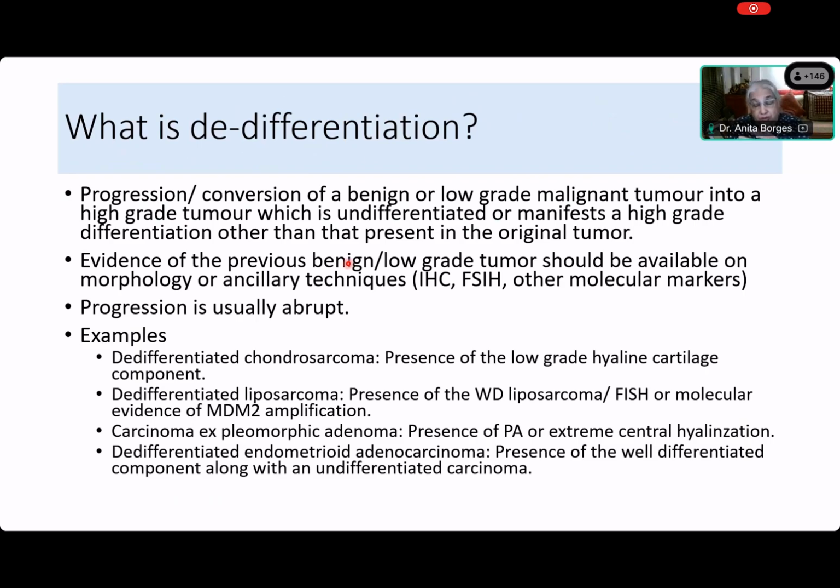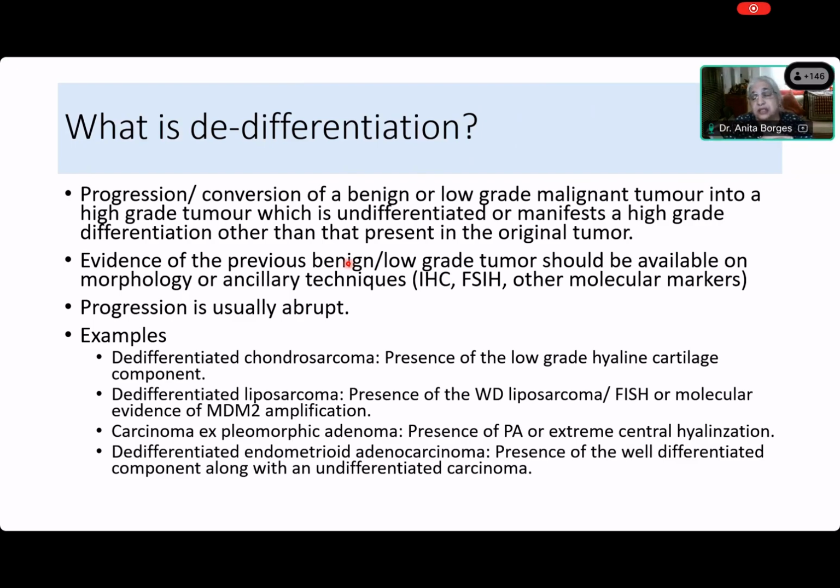You would never even dream that this tumor has actually come from that well-differentiated tumor, which is undifferentiated, or it manifests a high-grade differentiation other than that present in the original tumor. So you have a low-grade chondrosarcoma, you have an enchondroma, and it ends up dedifferentiating to an osteogenic sarcoma, right? Similarly, you have a nice giant cell tumor, and after some time, it may become an osteosarcoma. So that is what we mean by dedifferentiation.